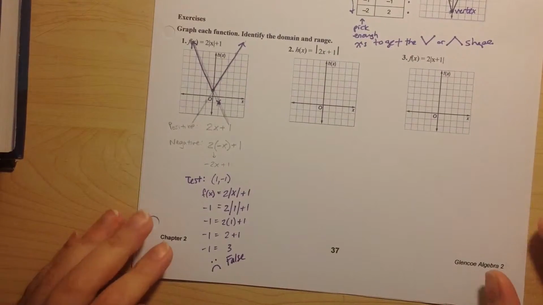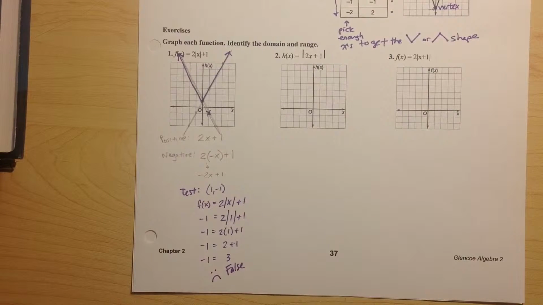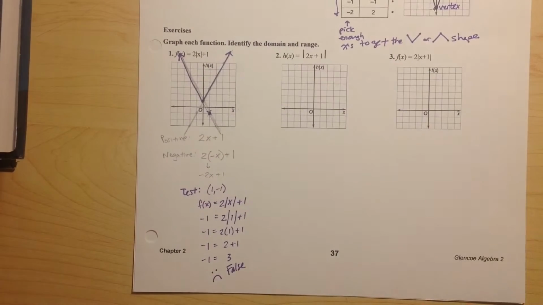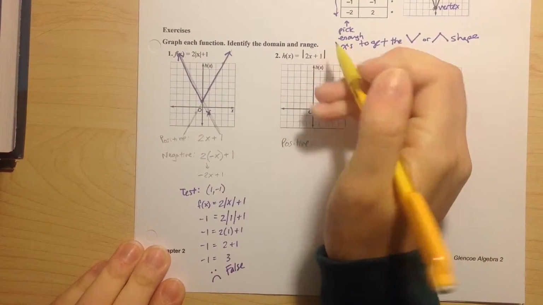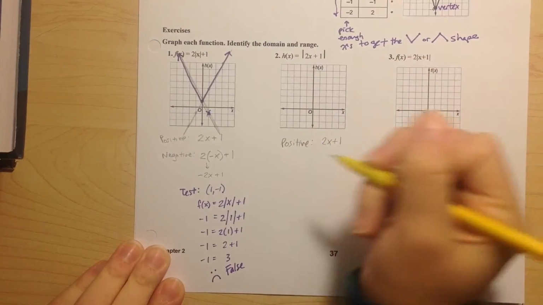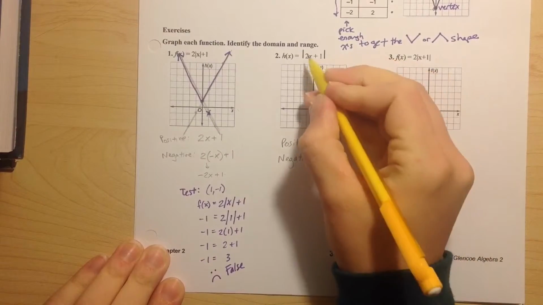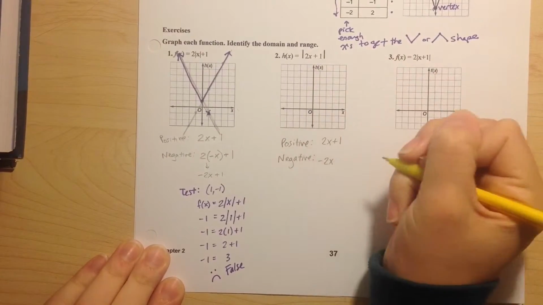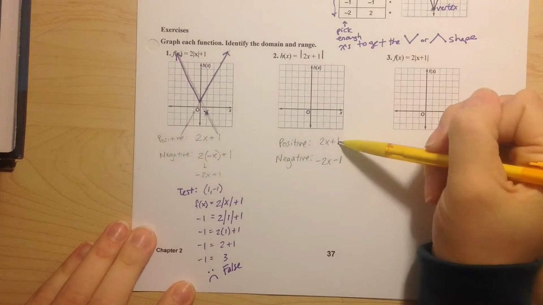Let's try the second one here. So now notice everything is in absolute values for this one. So I'm going to take, again, my positive and negative option. The positive option is just regular 2x plus 1. Nothing changes about that. The negative option is negative 2x minus 1. So everything gets negated. Every term gets negated. So I'm going to graph these two. We've already graphed this one over here.